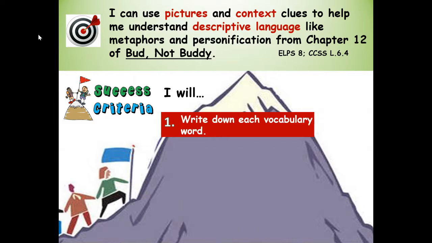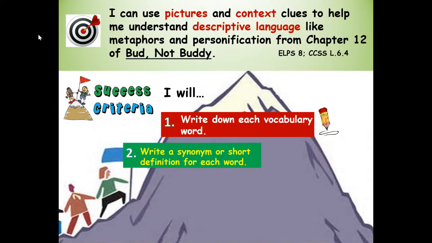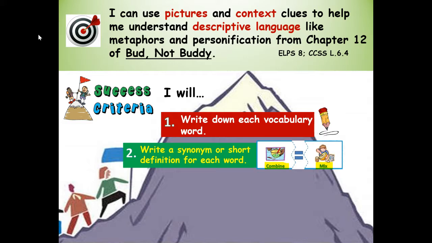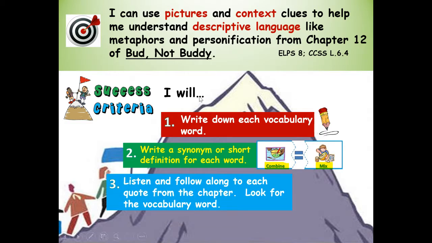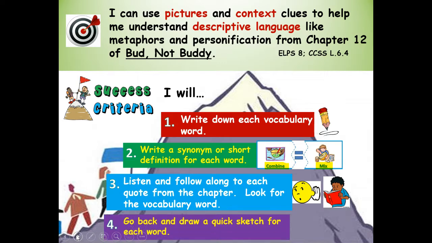I will, number 1, write down each vocabulary word. Number 2, write a synonym or short definition for each word. Number 3, listen and follow along to each quote from the chapter. Look for the vocabulary word. And number 4, go back and draw a quick sketch for each word.